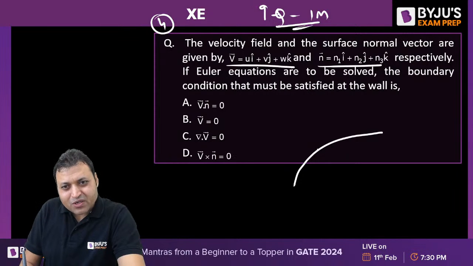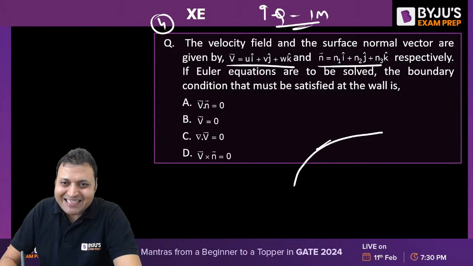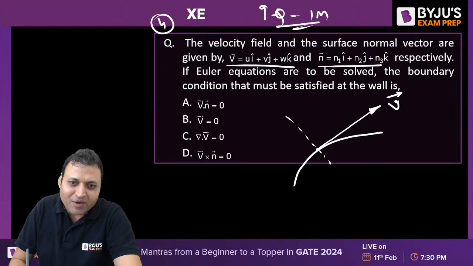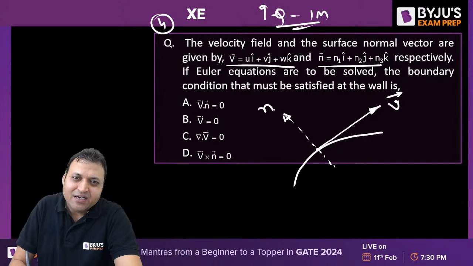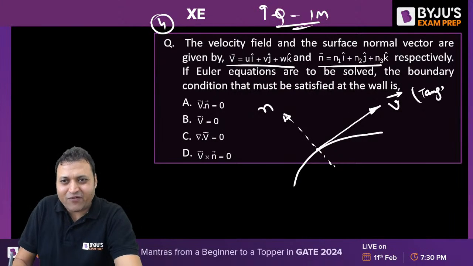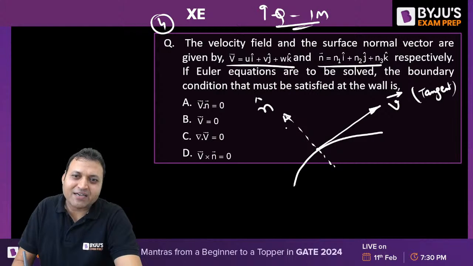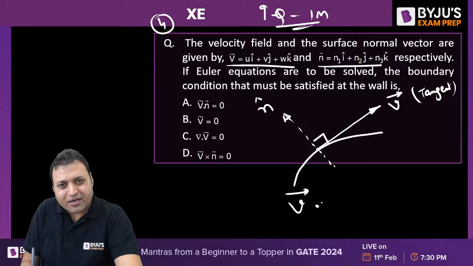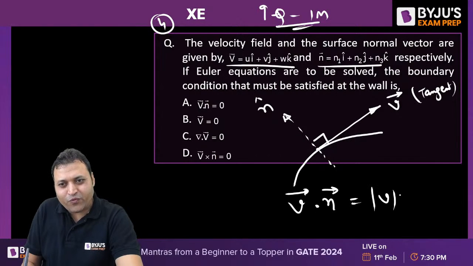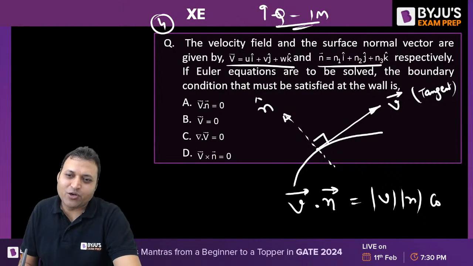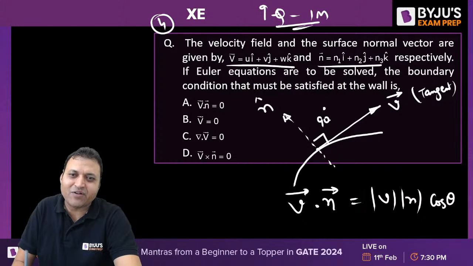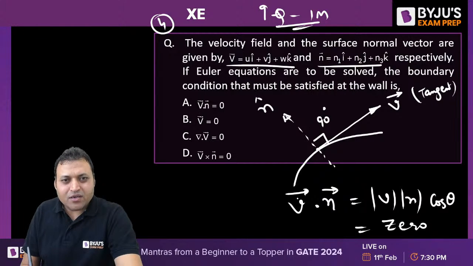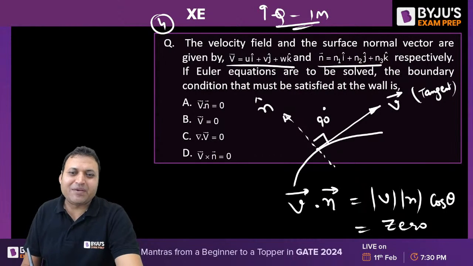If we draw a tangent and normal to a wall, the tangent will represent the velocity vector and this will be the normal. At any point we can draw a tangent and normal. The tangent will represent the velocity vector and the normal vector will be perpendicular to the velocity vector. So we can say V dot N, the dot product, is equal to the magnitude of V into magnitude of N into cos theta. And what is angle theta? Theta will be equal to 90 degrees, so that will be equal to 0. V dot N must be 0.